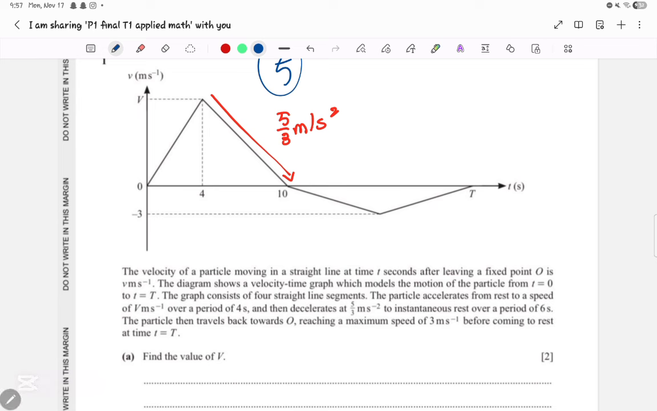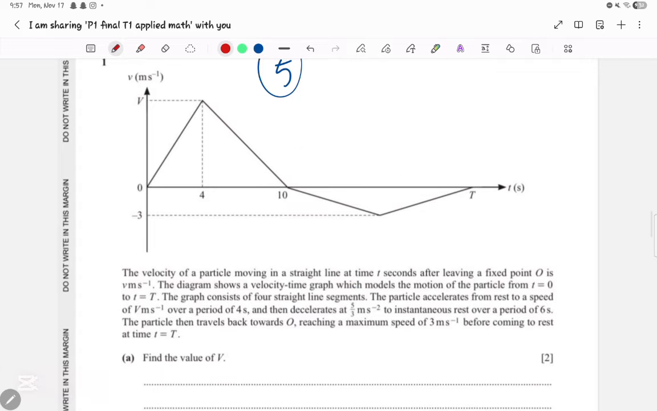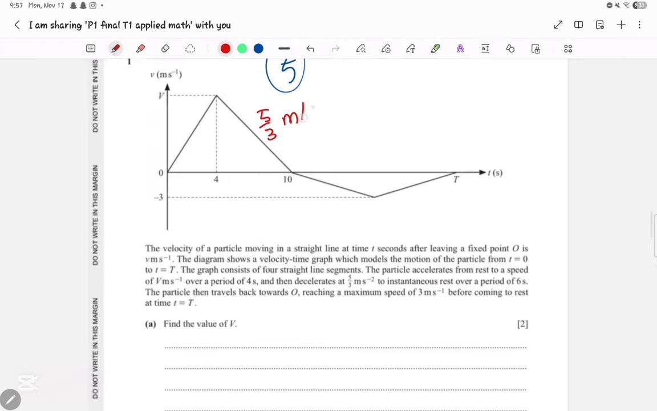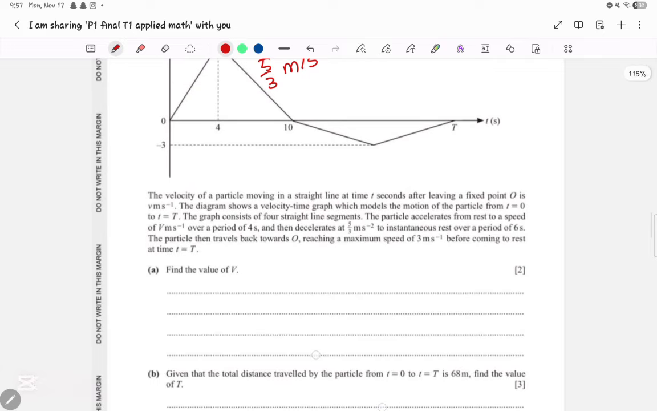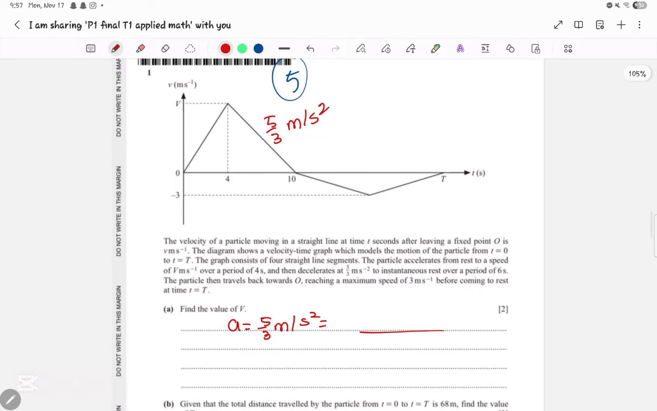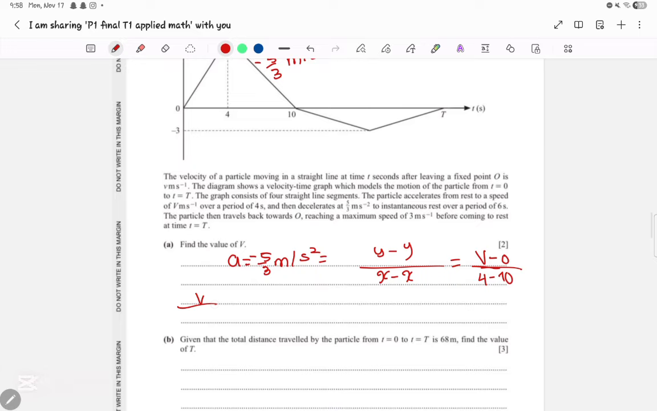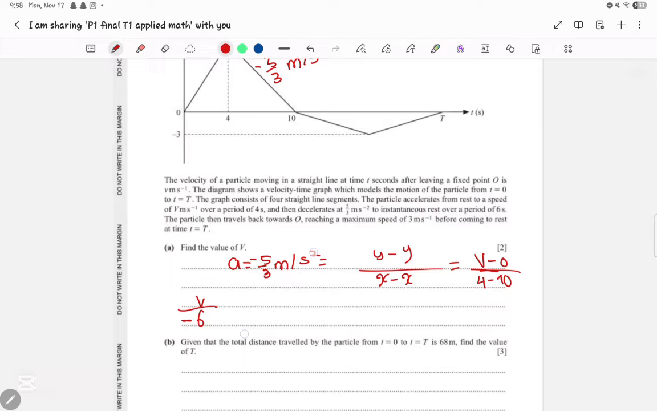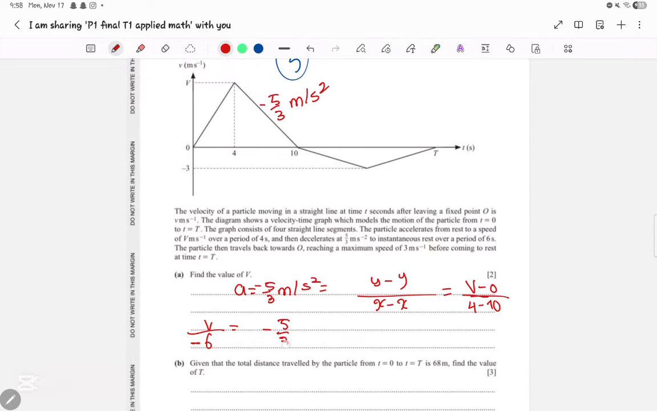So I can find the value of v very simply. They gave me the deceleration to be 5 over 3 meters per second squared. The acceleration is equal to change in y over change in x, so it's equal to v minus 0 over 4 minus 10. This is actually minus 5 over 3 because it's decelerating. That means it's v over minus 6, and v over minus 6 is equal to minus 5 over 3 meters per second squared.